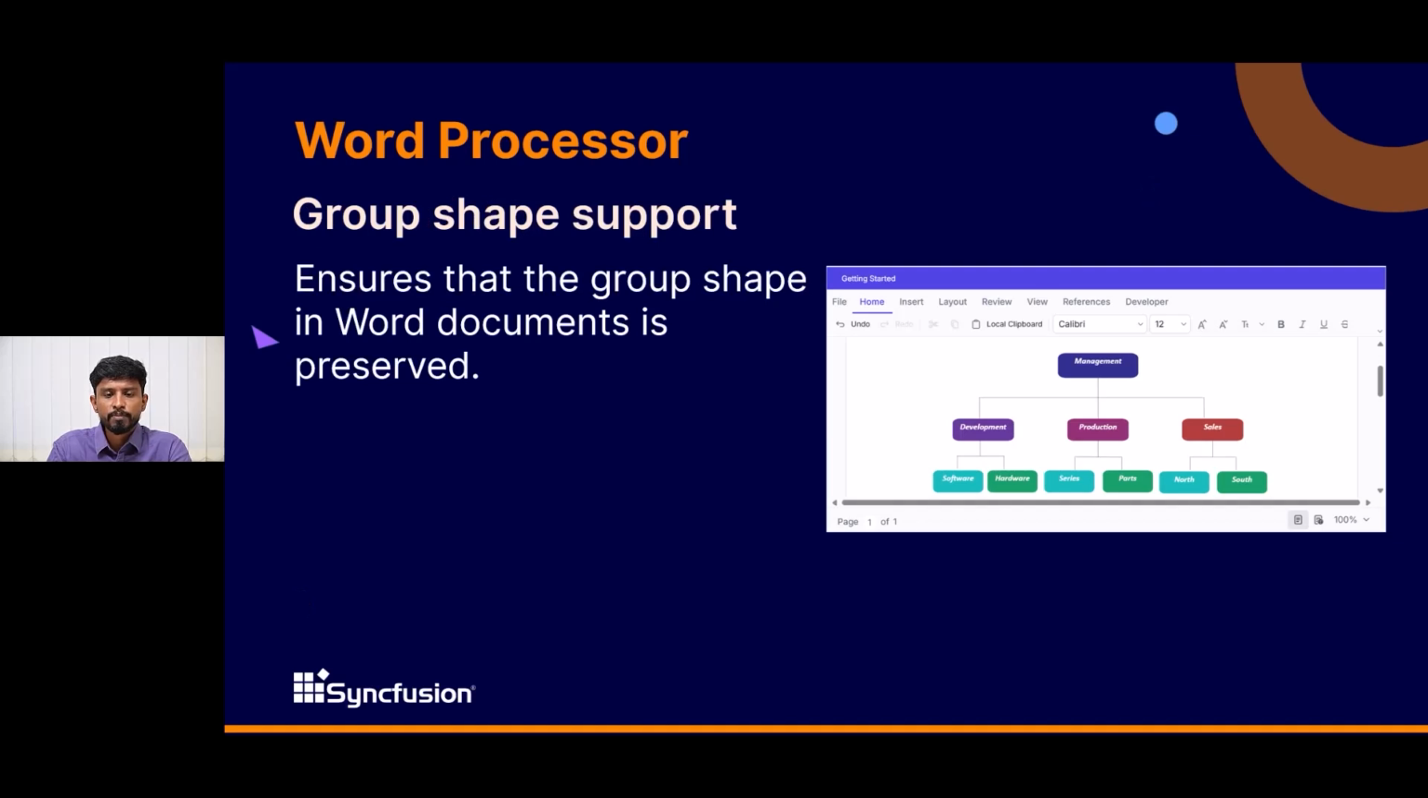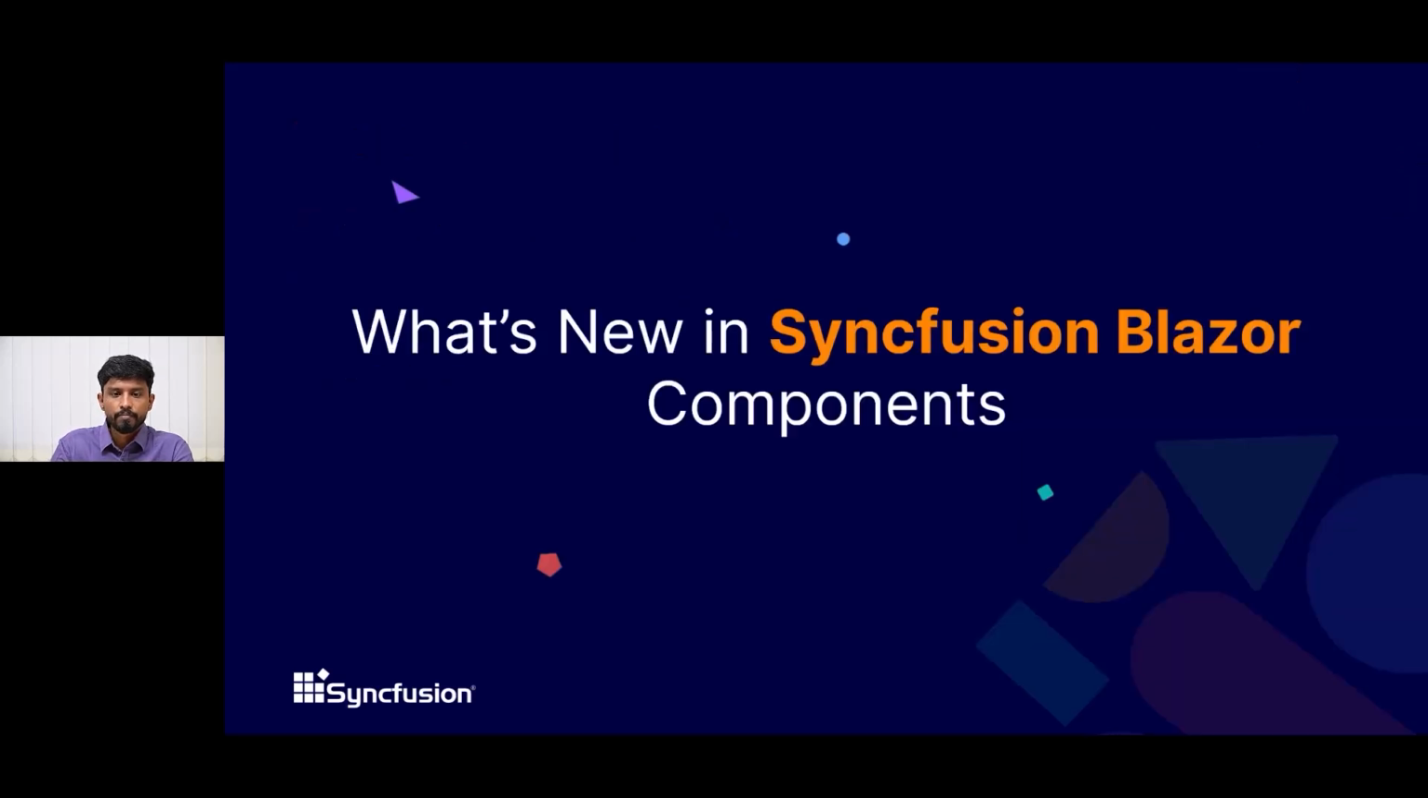And we have the group shape support. This feature ensures that the group shape in Word documents is preserved, maintaining its integrity when a document is opened and saved using the word processor component. Okay, so that completes what's new in Essential JS2 components.